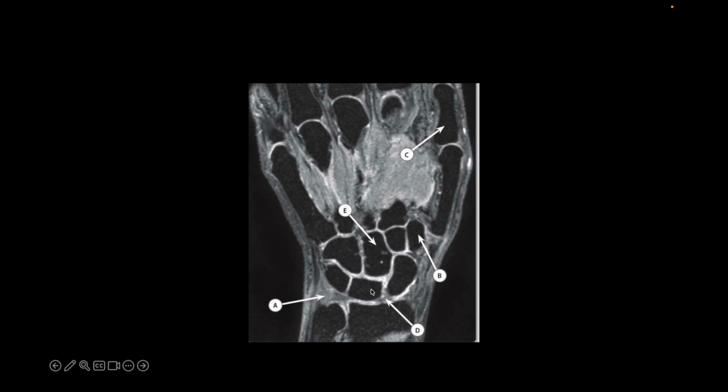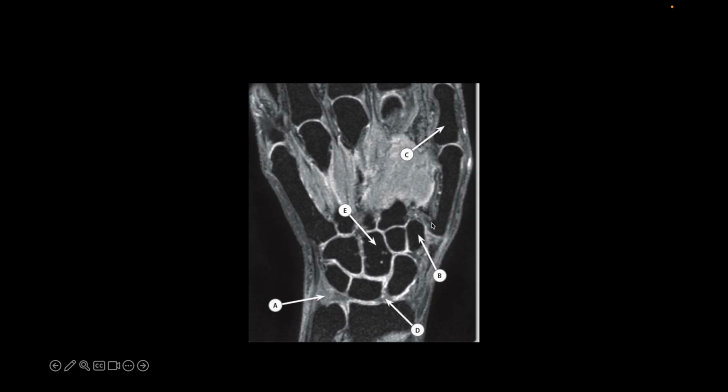This area is called the interval. The space between the two is called the interval. And so if this was an X-ray, you could probably call it scapholunate interval. But if it's pointing to a black structure, this would be part of your scapholunate ligament. There are 3 different parts to it, but you won't need to know that for the exam.